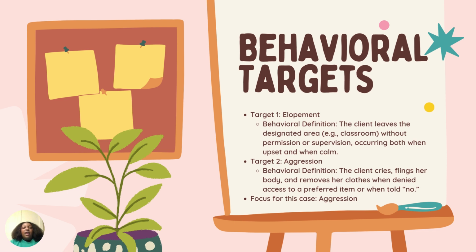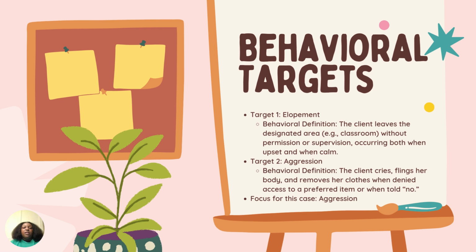In this case, I identified two significant behavioral targets: elopement and aggression. Elopement is defined as the client leaving a designated area, such as her classroom or home, without permission or supervision. This behavior occurs in various contexts, both when the client is upset and when she's calm or happy, which made it crucial to address for her safety and well being.